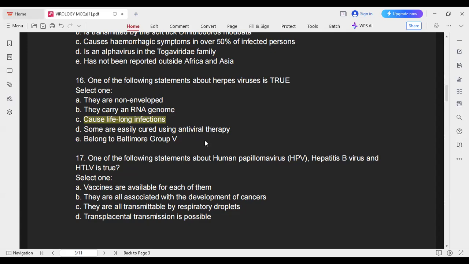Okay. Belongs to Baltimore group 5. No. So it belongs to Baltimore group 1. So group 1 is where there's the DNA viruses. So causes lifelong infection. Yes, because of how it remains latent. We said herpes simplex 1, where does it remain latent? In which ganglion? And then herpes simplex 2. I mentioned this. Most commonly, one is trigeminal, two is sacral. Trigeminal, good. And two is sacral. Very good.